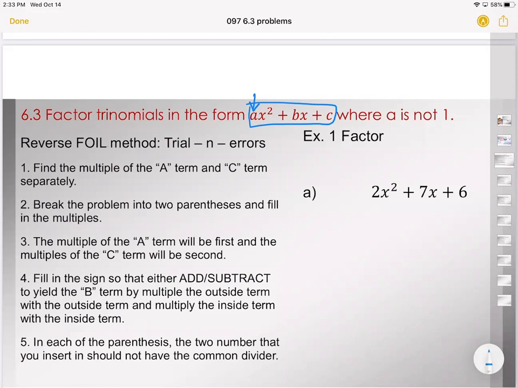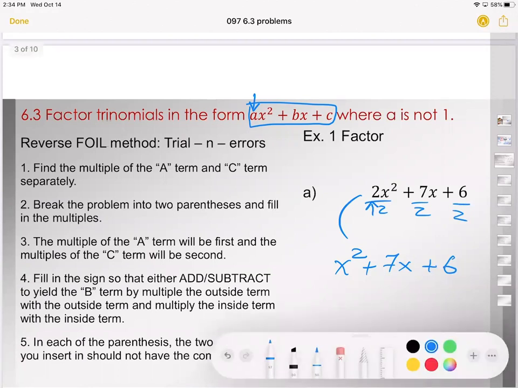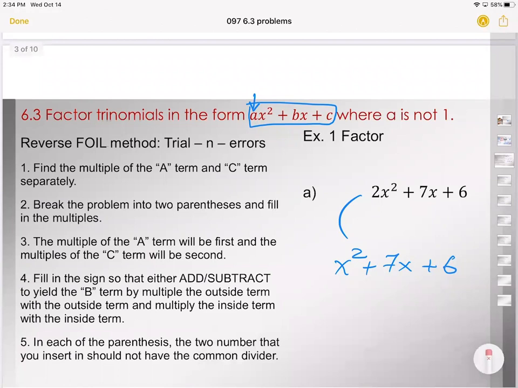And if you look at this, you say, okay, Mr. Tran, my A term is 2, but we can't factor out 2. We cannot make this problem just x squared plus 7x plus 6, because in order for you to take out 2, the 2 has to go into here, here, and here. You can see the 2 can go into the 6, but the 2 cannot go into 7 evenly. And if it cannot go in evenly, we are stuck with the 2.